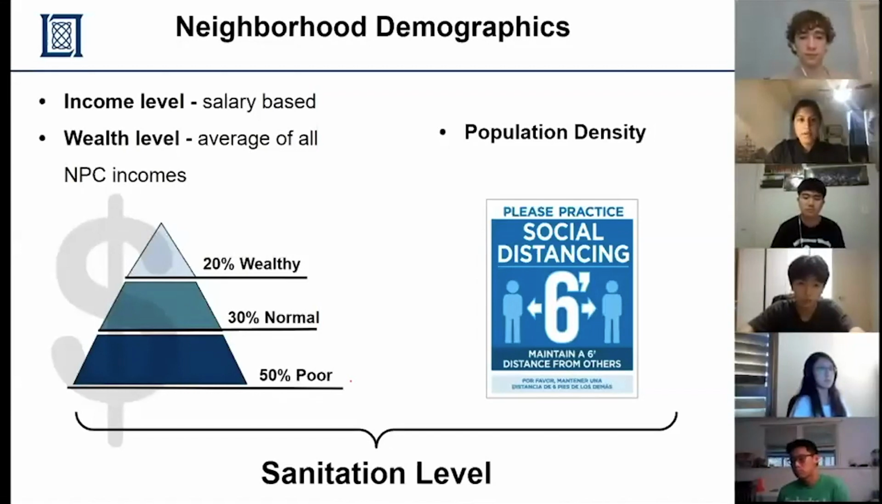We added these factors to our game to better model real life, as this is a serious game. To model income, we had each NPC in the game assigned an income to act as their base salary. To model income distribution, we made there be a 50% chance of being poor, a 30% chance of being normal, and a 20% chance of being wealthy.